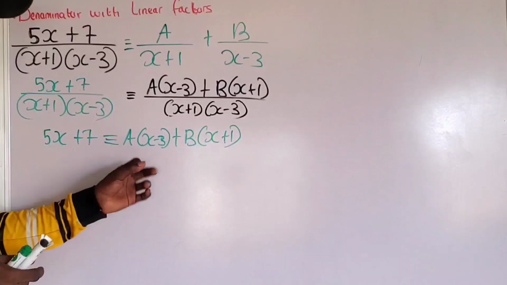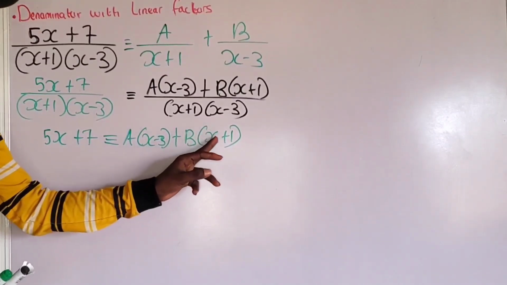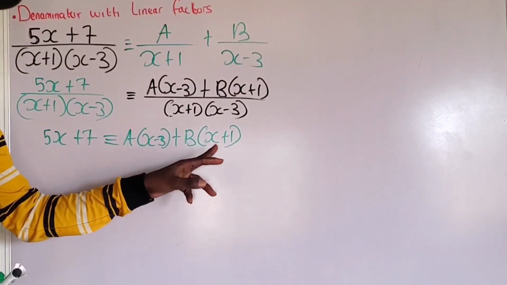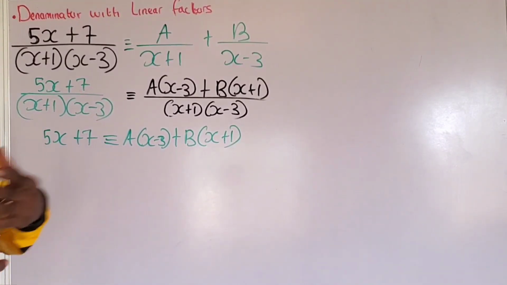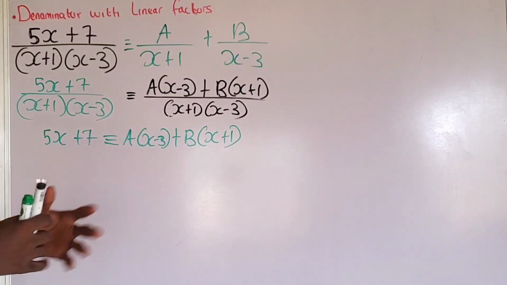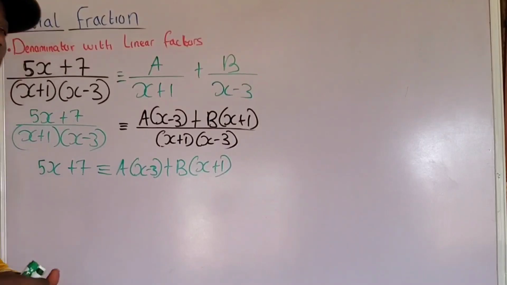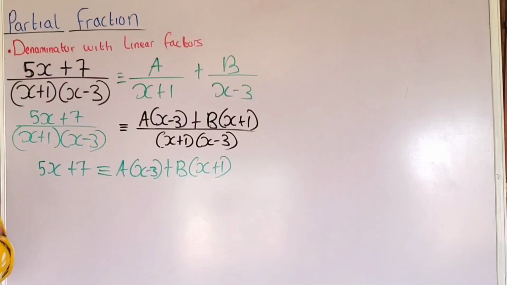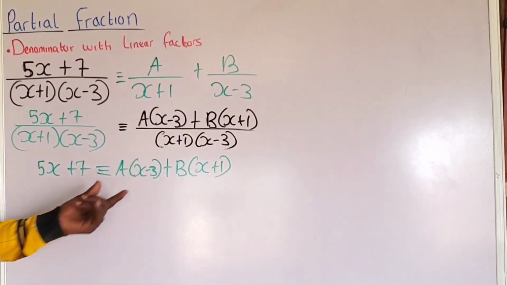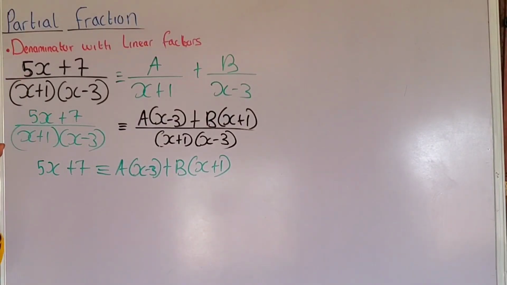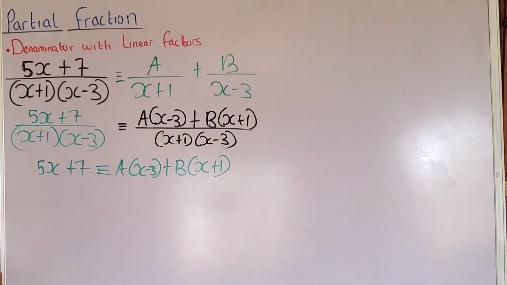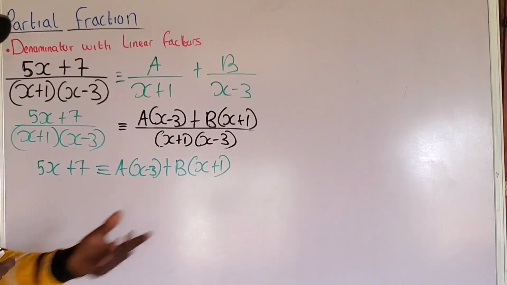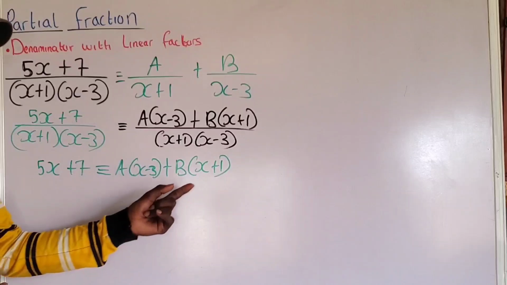Okay, let's first get the value of A. To get the value of A, you have to substitute the value of x that will make B equal to 0 into this equation. Okay, listen to the explanation again. The goal is to get the values of A and B. Now, let us first find the value of A. Then after getting the value of A, we can determine the value of B. Now, to get the value of A, you have to substitute the value of x that will make this B term in this equation equal to 0. Now, how do you know the value of x that I'm going to substitute? You know the factor which B is connected to is what?